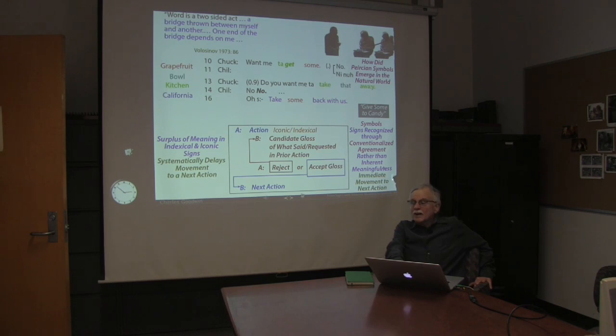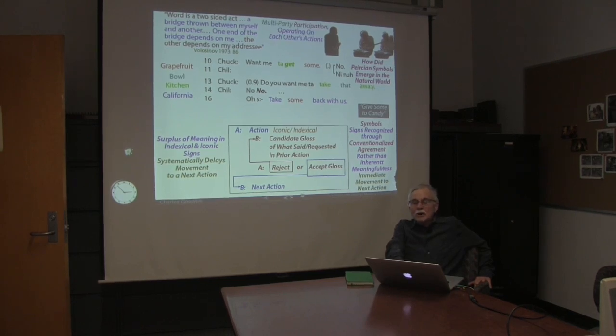One of the things about whatever this is, and I know there's problems with convention, etc., but one of the things is that it has to be recognized by an interlocutor. So it's a form of cooperative action. Voloshinov argued that words are a two-sided act, a bridge thrown between myself and another. One end of the bridge depends on me, the other depends upon my addressee. And I think that's true for symbols in general.